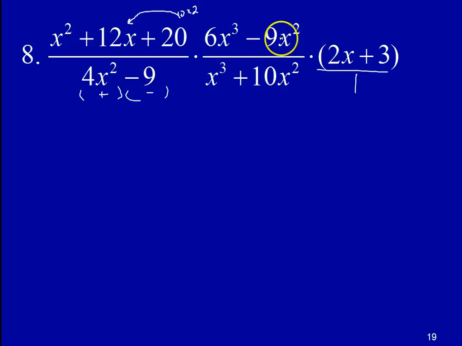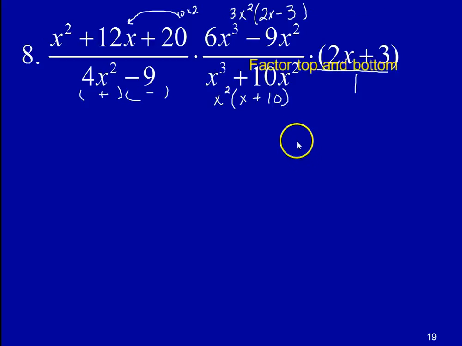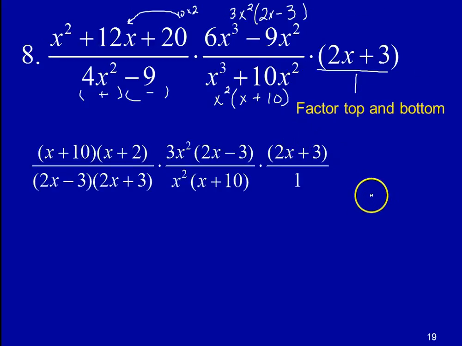This one I can't necessarily factor, but I can take stuff out. 6 and 9. I can take out a 3. X cubed and x squared. I can take out an x squared, leaving me with what? If I take out 3x squared, what do I have here? I just have 2x minus, take out a 3x squared from a 9x squared, 3. Same thing down here. Can't factor, but I can take something out. 1 and 10, well, I can't do anything. X cubed, x squared, so I can take out an x squared, leaving me with 1x plus 10. So factor all that out.